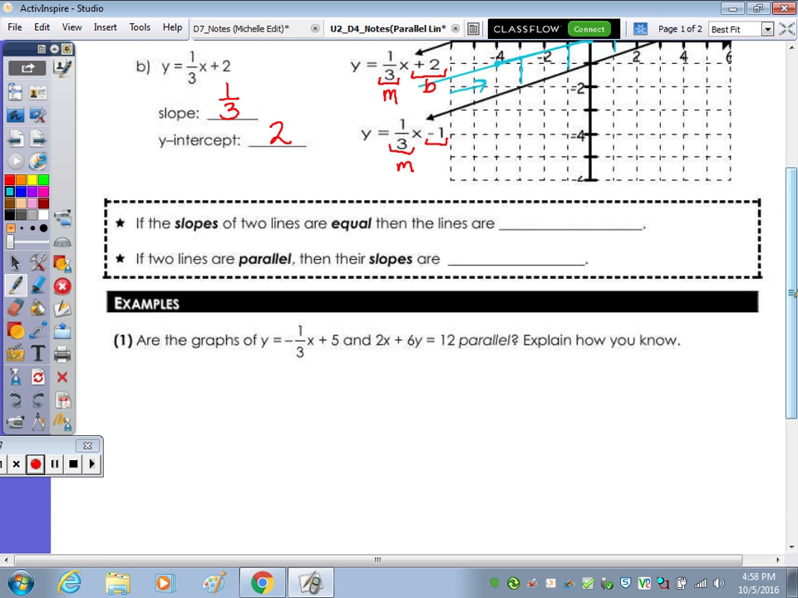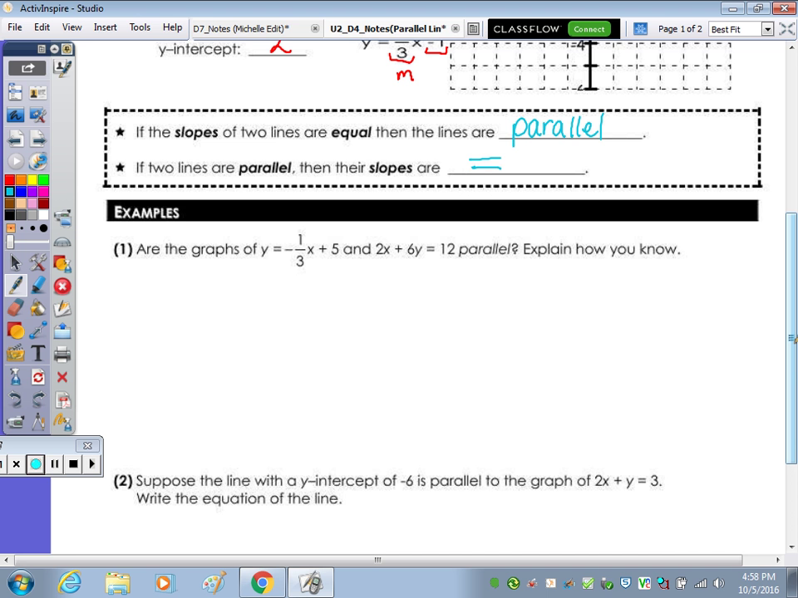So in the box, if the slopes of two lines are equal, then you can conclude that the lines are parallel. If you're told they're parallel, then you can conclude that the slopes are equal. Looking at question number one, it says, are the graphs of y equals negative 1/3 x plus 5 and 2x plus 6y equals 12 parallel? Explain how you know. This equation is easy to interpret: we can clearly see a slope of negative 1/3 and a y-intercept of 5.